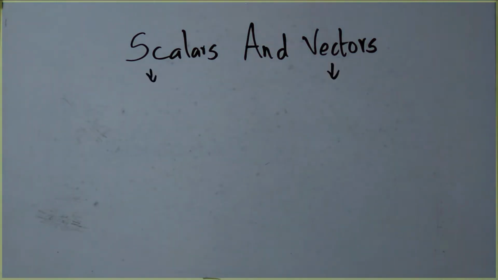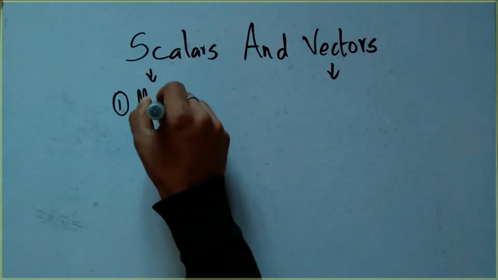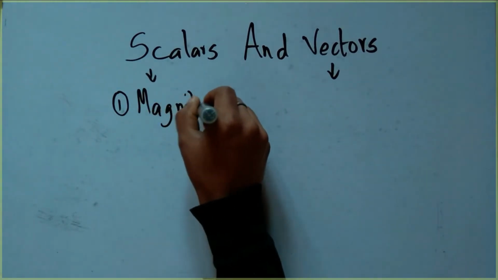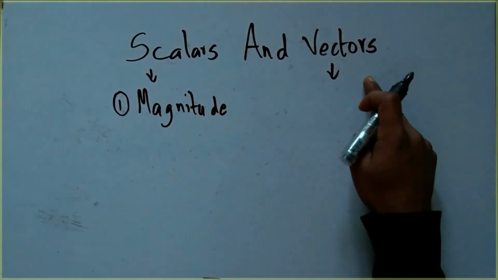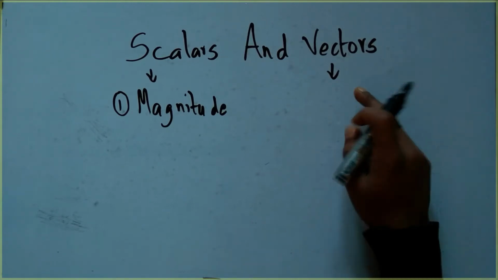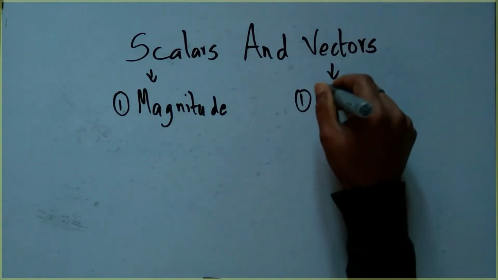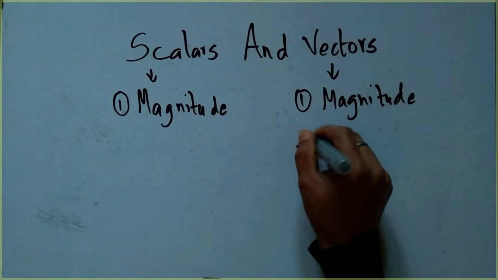By definition, scalars are those physical quantities which require only magnitude for their complete description or complete meaning. It means scalars require only magnitude. Whereas by definition, vectors are those physical quantities which require both magnitude and direction for complete description. So they require both magnitude and direction.